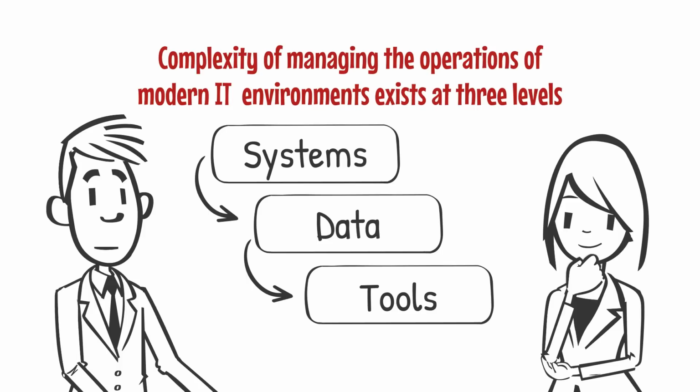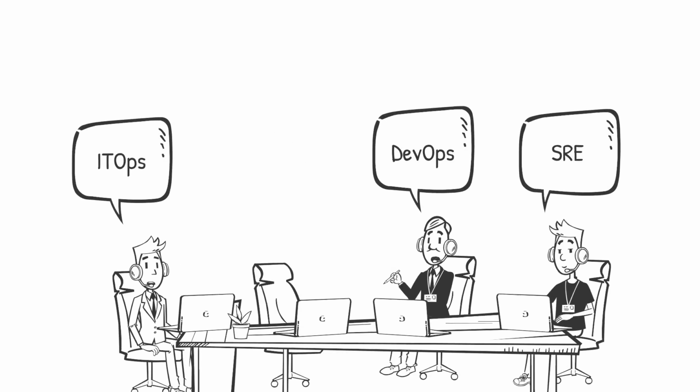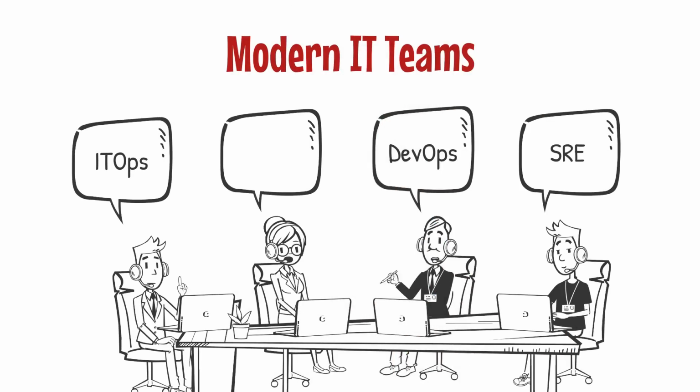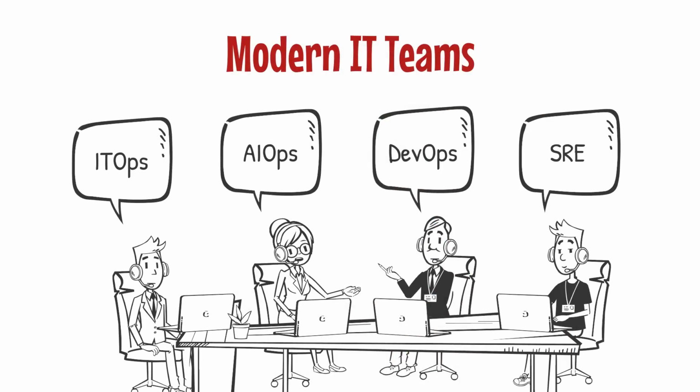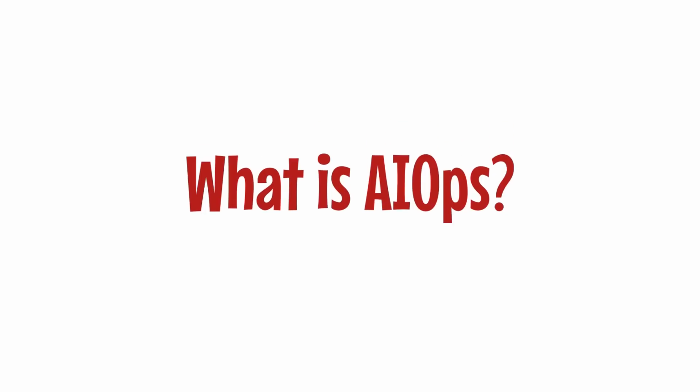So we have different teams to manage the systems, data, and tools as well. We have IT ops, we have SRE, we have DevOps, and now if we bring AIOps into the mix, these teams come together to solve all the complexity that we have been discussing. Let's figure out in this video further how AIOps helps us find the solutions to the core problems of modern IT. Let's first try to understand what exactly is AIOps.